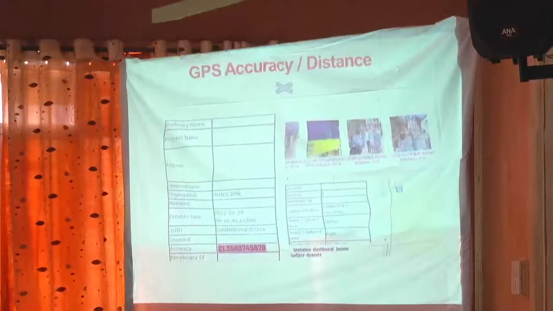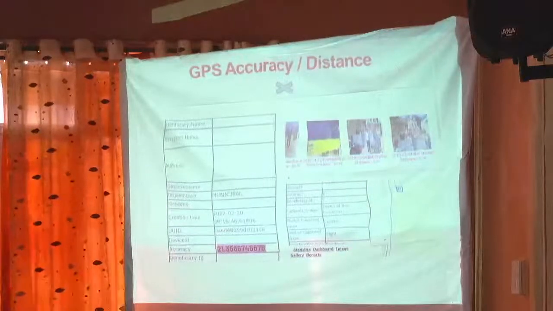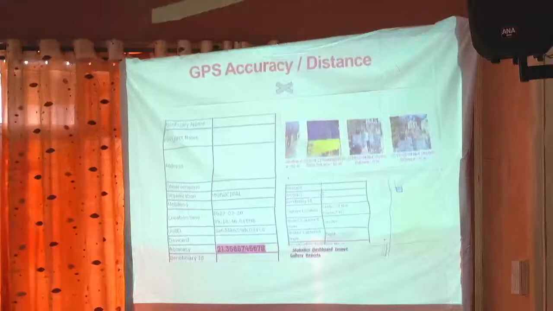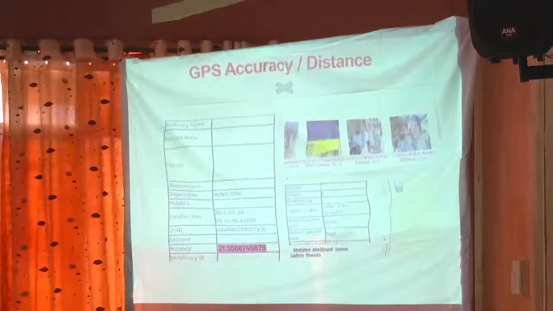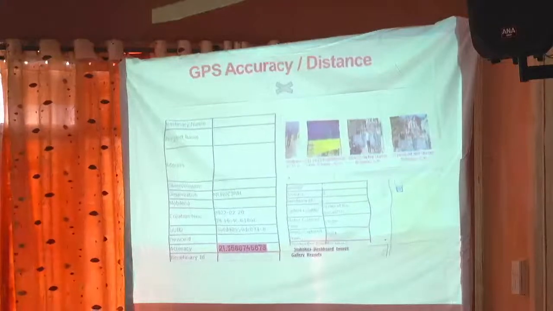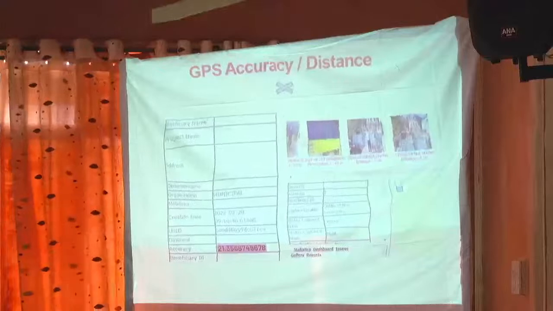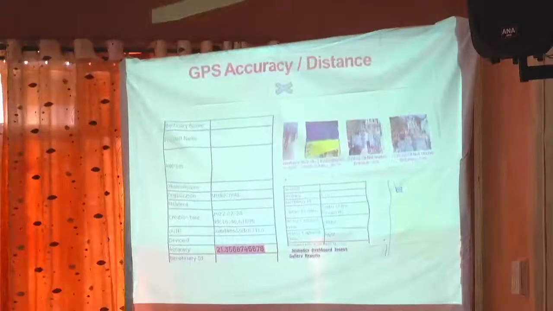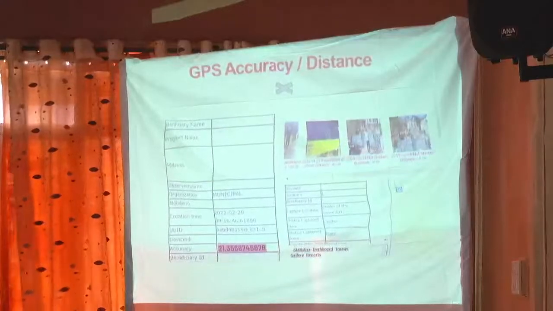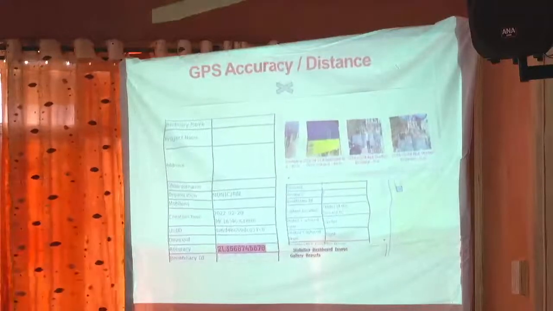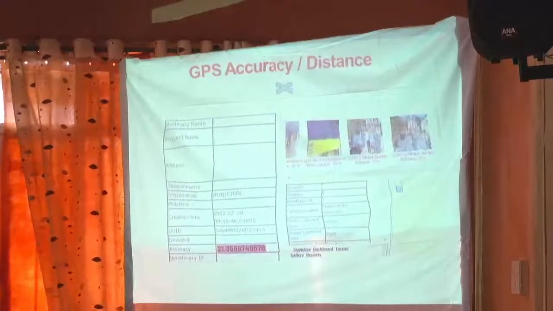Sometimes your in charges will tell you that the distance is too high. So if it's the same house that you're geotagging and our accuracy is fine, just the distance is too high, explain it to the town in charge.